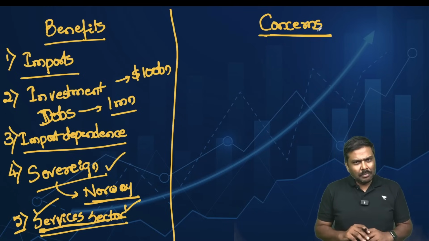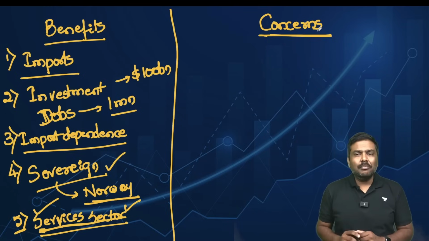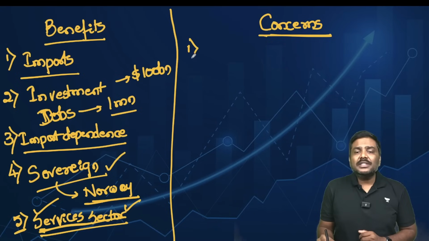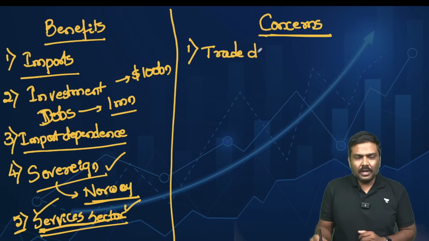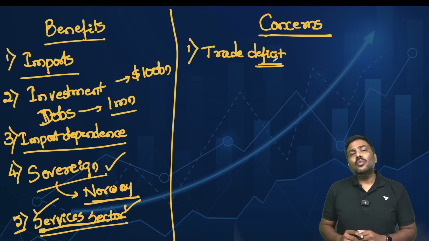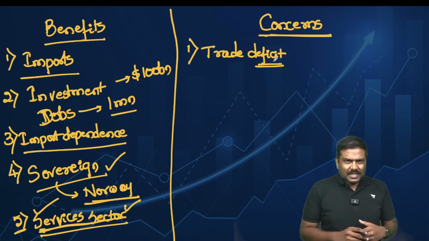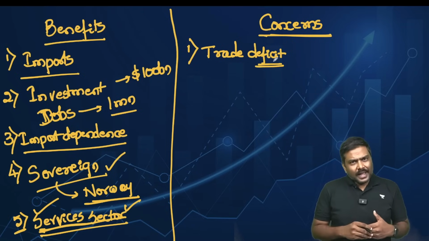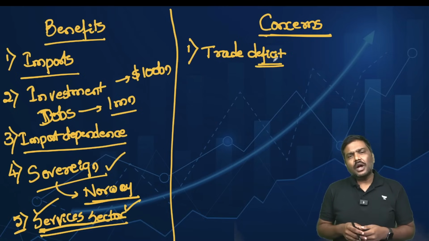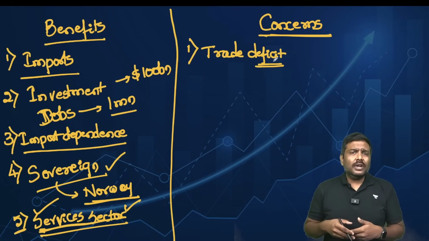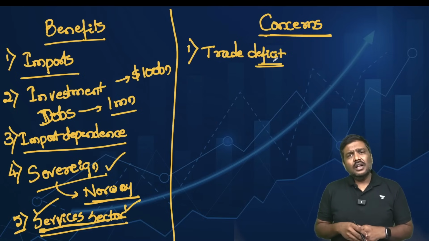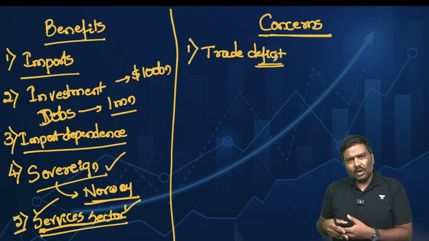Are there any problems associated with this agreement? Point number one, many experts are concerned that India's trade deficit might widen. Why so? As such, please understand, India already has a trade deficit with EFTA. And within that, out of $1.8 billion worth of exports that India does, around $1.38 billion worth of exports go to Switzerland.